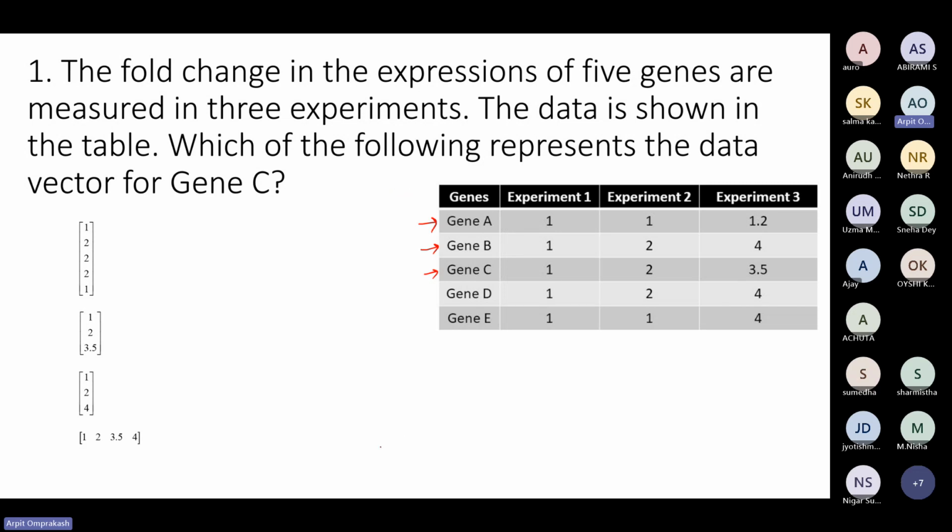Now remember, a vector should be m cross 1. Since we have three experiments, in this case it will be 3 × 1, and it will contain all these values, 1, 2, and 3.5 in that order. So basically, we'll have 1, 2, 3.5. This should be the answer. So it's this option, C D. Is that clear?